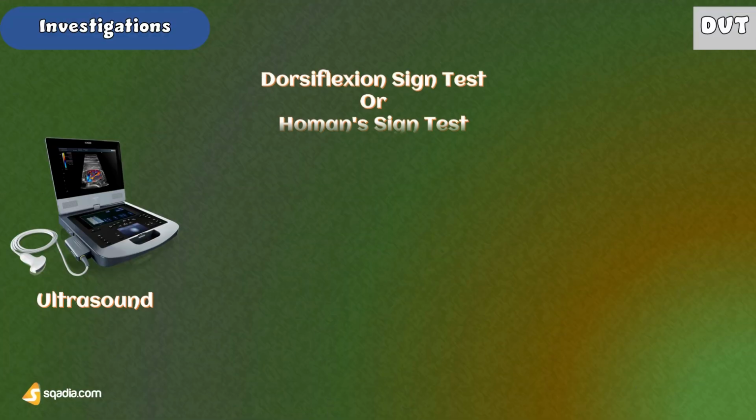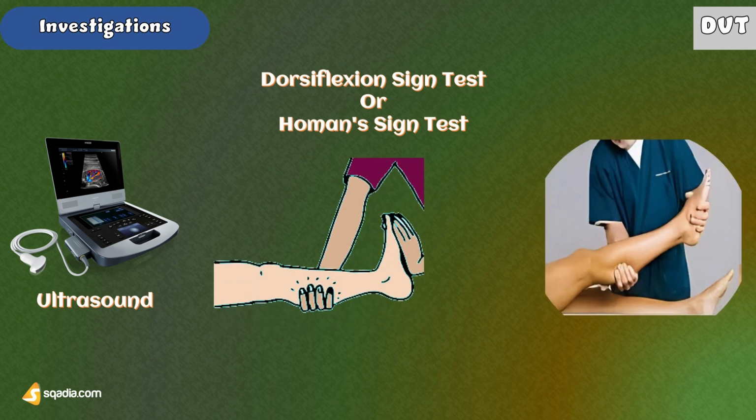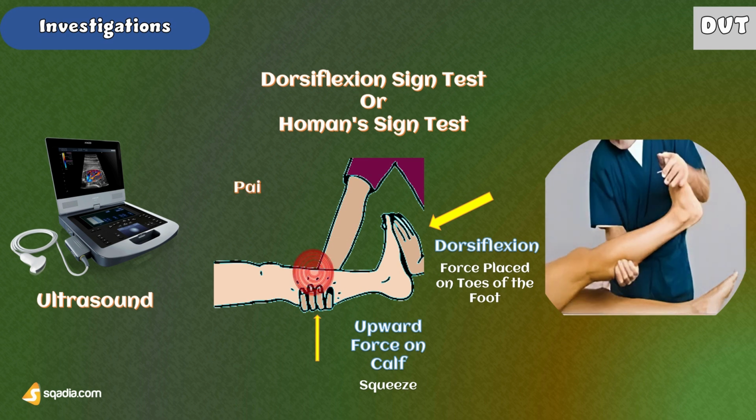Additionally, during physical examination of suspected patients, a test called the dorsiflexion sign test or the Hohmann sign test is performed, in which the patient is asked to extend the knee, and the clinician forcefully dorsiflexes the foot and uses the other hand to squeeze the calf area. Deep calf pain and tenderness may indicate the presence of deep vein thrombosis. This shows the positive Hohmann sign.